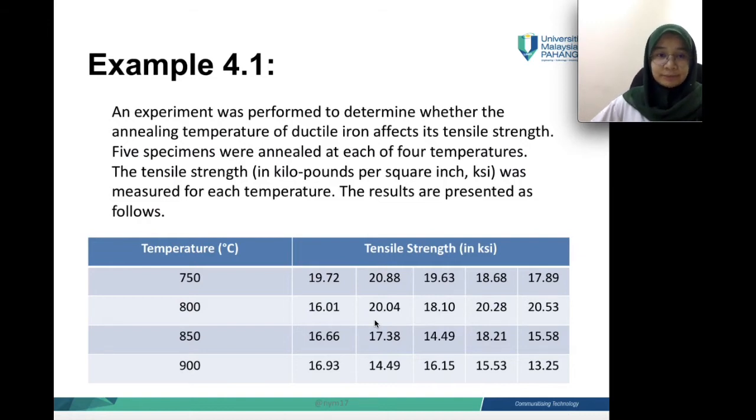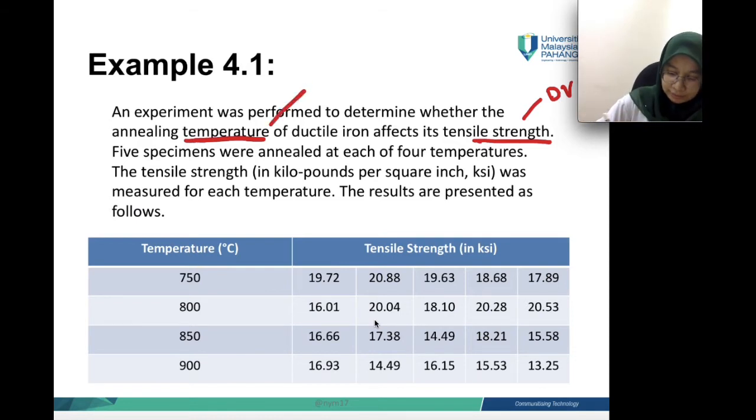Okay, look at the example. An experiment was performed to determine whether the annealing temperature of ductile iron affects its tensile strength. So, he wants to study whether the temperature affects the tensile strength. Is it that temperature affects the tensile strength? So, the tensile strength depends on the different temperature. So, the tensile strength will be the dependent variable, because tensile strength differs on the different temperature. Temperature will be the independent variable.